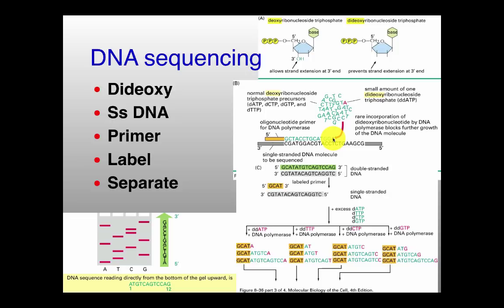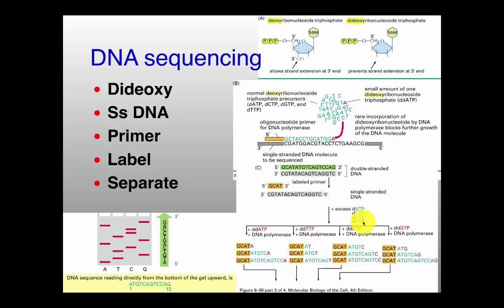You have multiple reactions, multiple templates going on here, so you'll end up with a whole mixture of sequences, some of which will have stopped at this A, some at this A, some at this A. It's a whole mixture of different pieces of DNA of different lengths, all of which have stopped at dideoxy A. Now you do three more reactions where you use dideoxy T, dideoxy C, and dideoxy G, again in small amounts of these individual nucleotides.